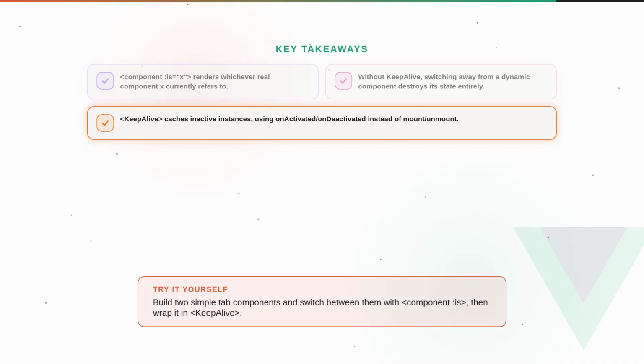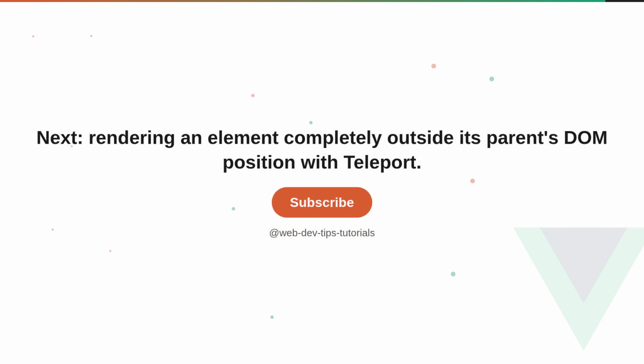Build two simple tab components and switch between them with the component tag, then wrap it in the KeepAlive tag. Next, rendering an element completely outside its parent's DOM position with Teleport.